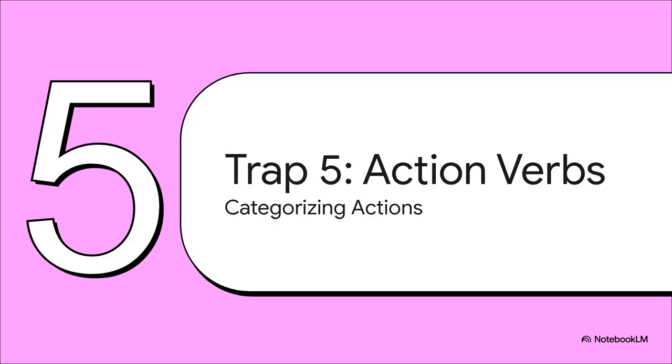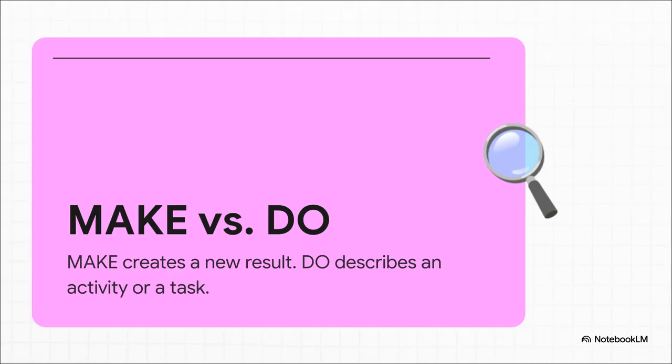Trap 5. Make, do, have, and take. Categorizing actions. Now, collocations are basically just words that naturally pair together. And notice the core difference here, because it gives us a logical framework so we don't have to just memorize endless, boring lists. Make means to create or produce a result. You are bringing something entirely new into existence.